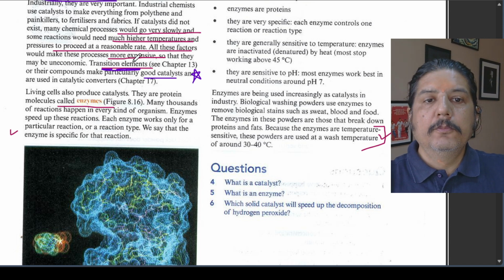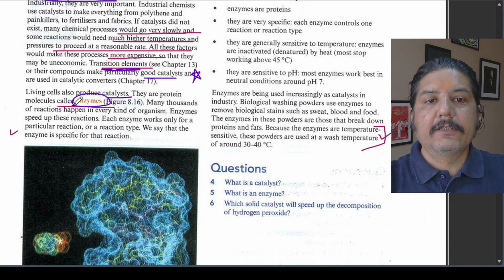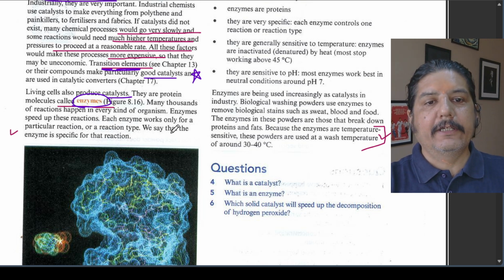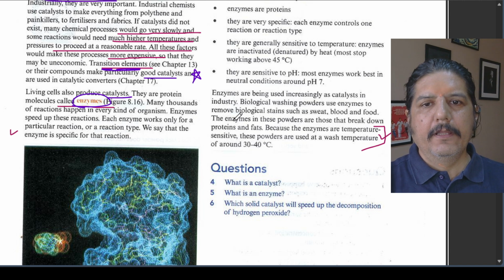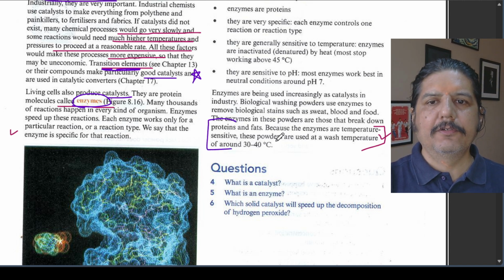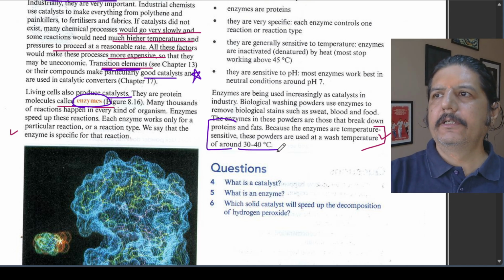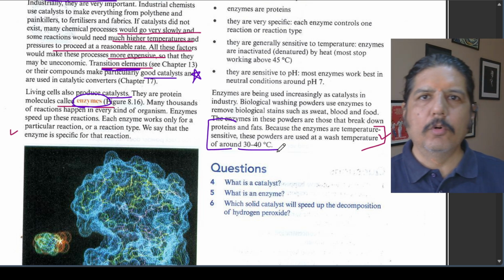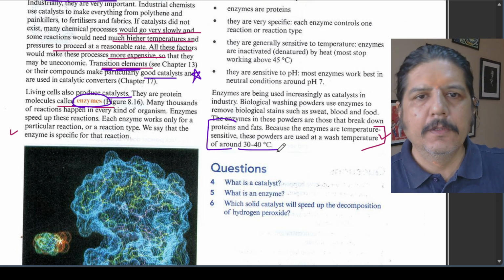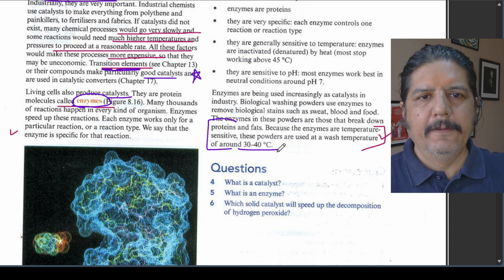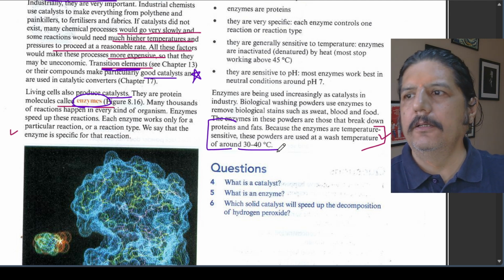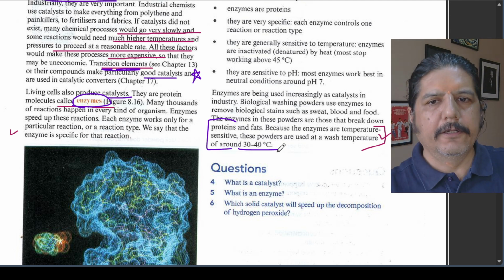And in our body also, there are catalysts. Those catalysts are called enzymes, and these enzymes work only for a particular reaction and at a certain temperature, as they have written here. Because enzymes are temperature sensitive, these powders are used at a wash temperature of 30 to 40 degrees Celsius. You might have heard that we shouldn't be drinking cold water when we are having our meals, because the enzymes work at a certain temperature, and cold drink or cold water affects the process of assimilation of food into our body.